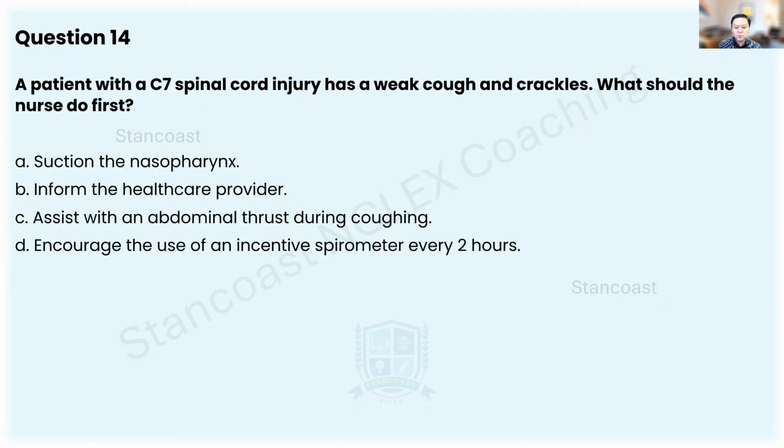A patient with a C7 spinal cord injury has a weak cough and crackles. What should the nurse do first? Our level of injury here is C7.